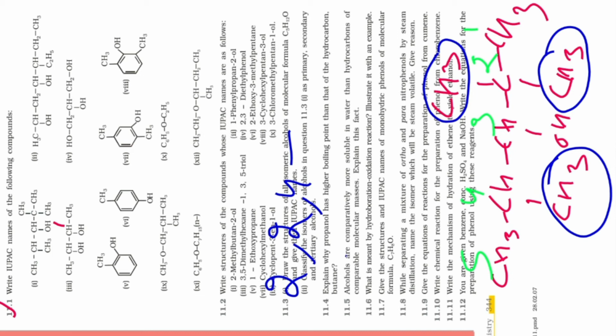Then trimethyl. What will you write there? Trimethyl. Then pentane 3-ol. Pentane 3-ol. Is that clear? Pentane 3-ol. Clear? Is that clear to all of you? Okay, then after that you can see the next one.